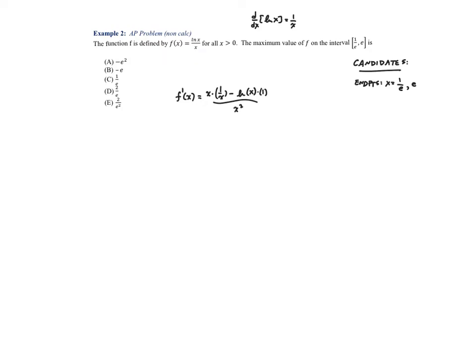x squared. Okay, so let's talk about this. Let's simplify a little bit. That'll be 1 minus natural log of x over x squared. So for these critical values, we want our critical points.